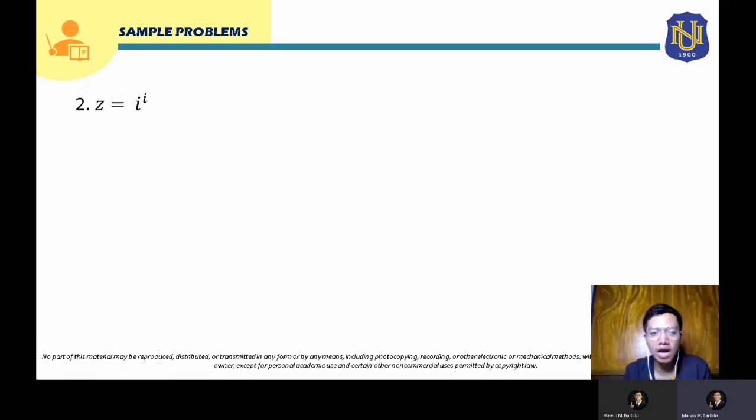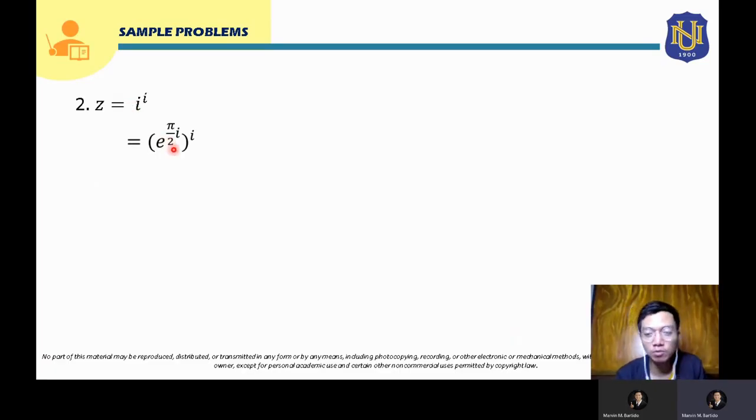Now, let's proceed to the second example. This is z is equal to i raised to i. So these are complex numbers, right? This is a complex number raised to a complex number. Our rule here, again, is that your complex number, this i, we have to convert into exponential form.